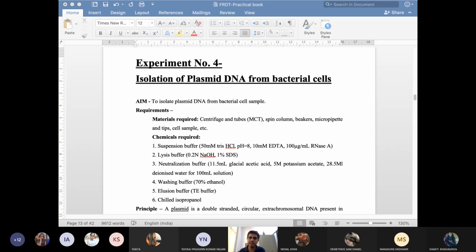Okay, so in the alkaline condition, your plasmid DNA and your chromosomal DNA, both are going to become single-stranded. So now nothing is going to change whether they are in the single-stranded form or the double-stranded form. Okay, so what we want to do is separate them. So now the next step that is going to help us in separating them is that again we will make them double-stranded. So how to make them double-stranded again?